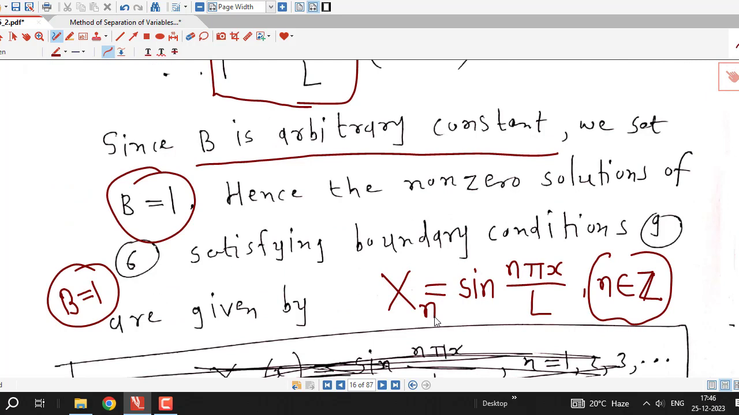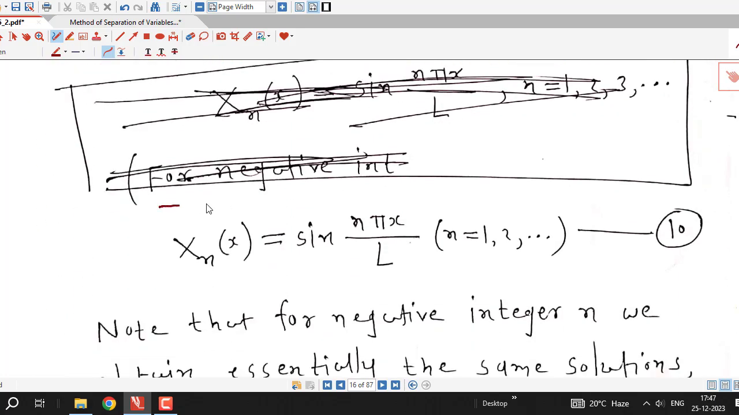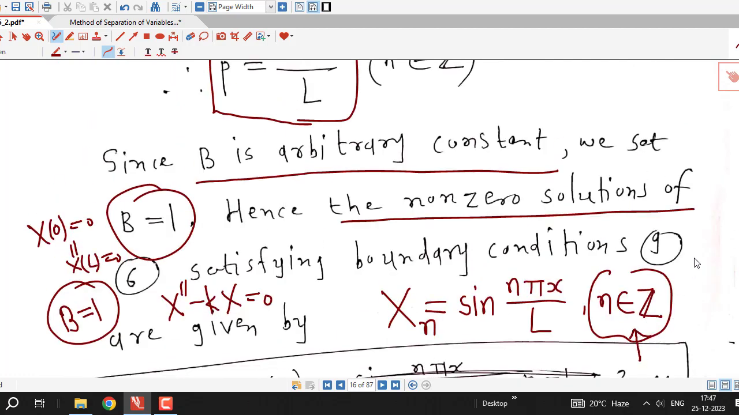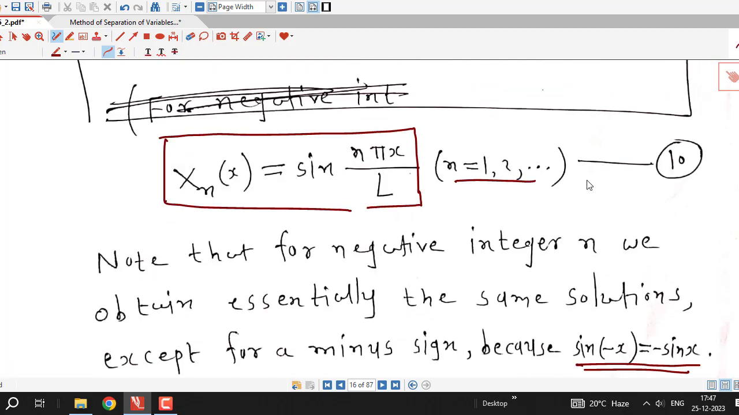So, that we have written here, that non-zero solutions of equation number 6, which was X double dash minus kX equal to 0, satisfying boundary conditions 9, that is X of 0 equal to 0, X of l equal to 0, are given by X n equal to sin n pi x by l. Here we have written n from 1 to 3 and so on, because for negative integer n, we obtain essentially the same solutions except for a minus sign, because sin of minus x equal to minus sin x. If you observe here, we have written n belongs to Z. And if I consider negative n, then the only difference in the solution is of negative sign. So here we have written only for n equal to 1, 2, 3 and so on.